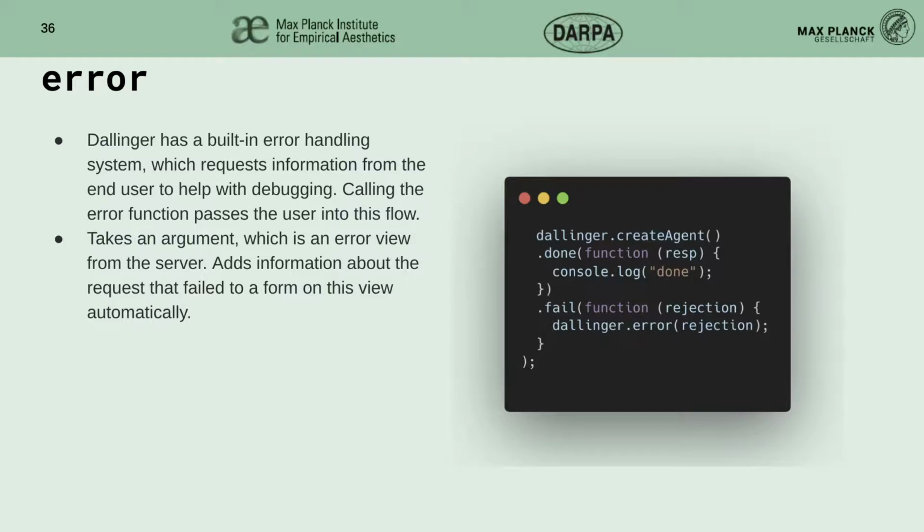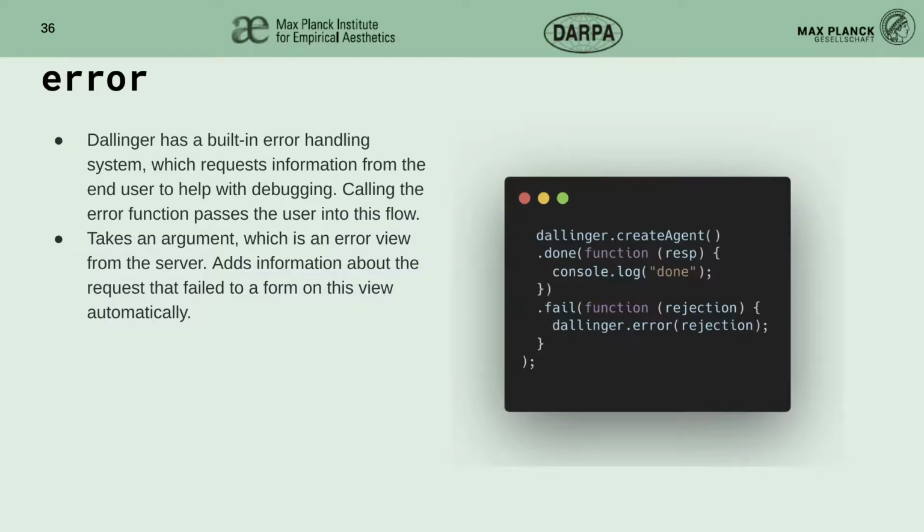Well, these are error handlers for Dallinger API calls. So the create agent function up here is a Dallinger API function. When you call that, it returns a promise object in JavaScript that has two options. You can have a done function and a fail function. So done is where you put the code that you want to run after this has succeeded, and fail is where you put the code that runs after this has failed. So this is just saying, create the agent, put in the log done once it completes, but if it failed, then this is the error handler.